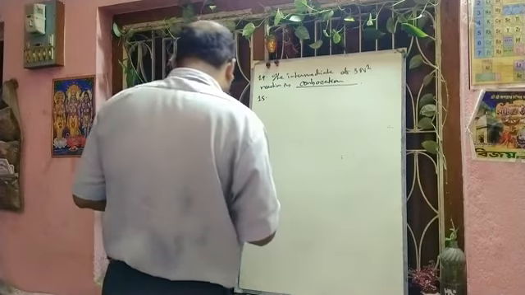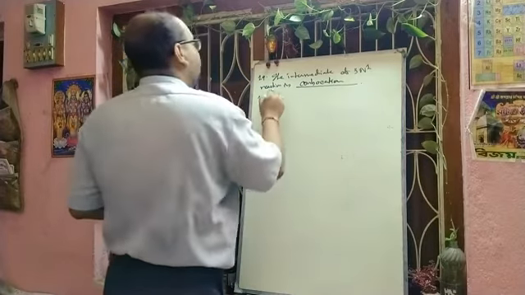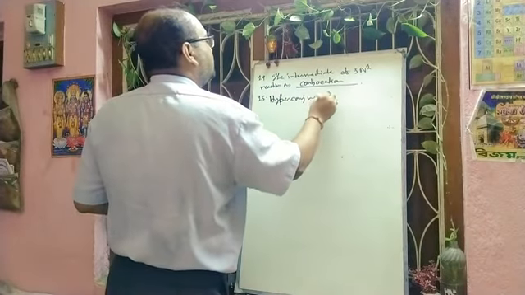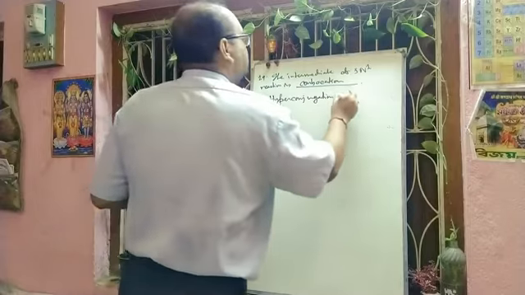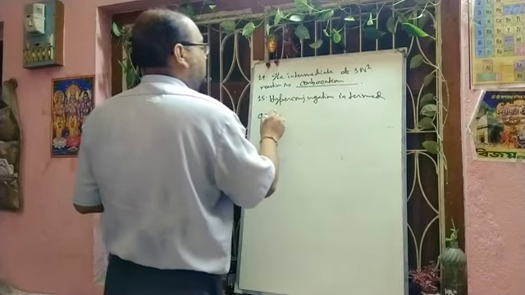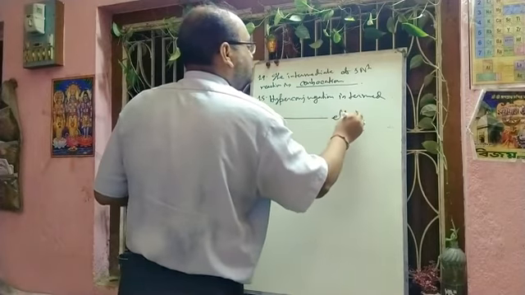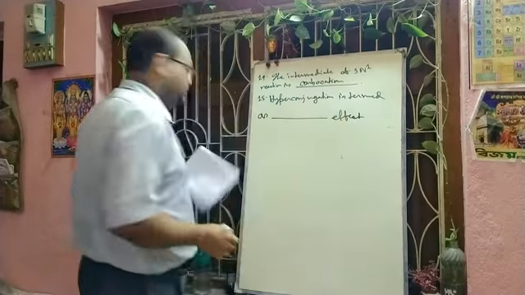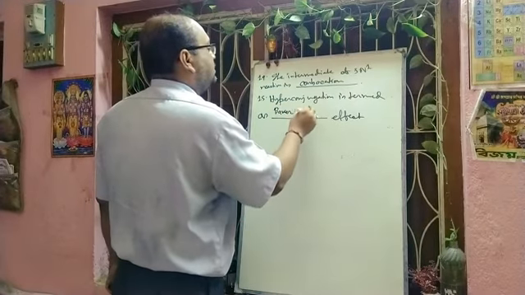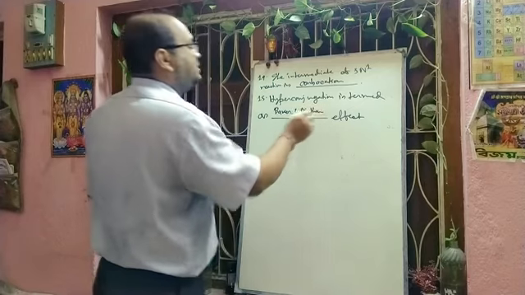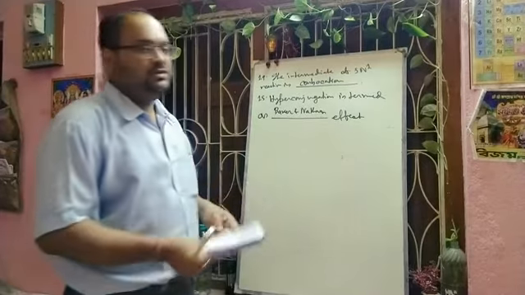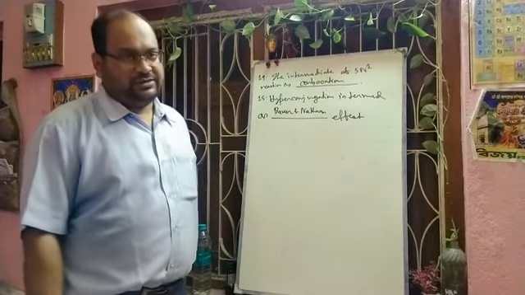Next, question number 15. Hyperconjugation is termed as dash effect. Here your answer will be Baker and Nathan effect. Baker and Nathan. Actually, it is named after the scientists who discovered this. And this hyperconjugation is also called no bond resonance.